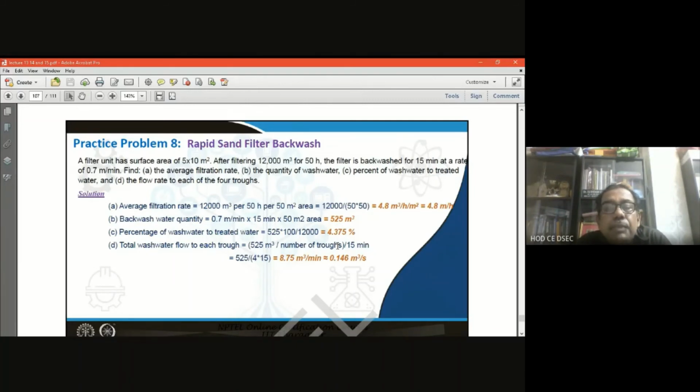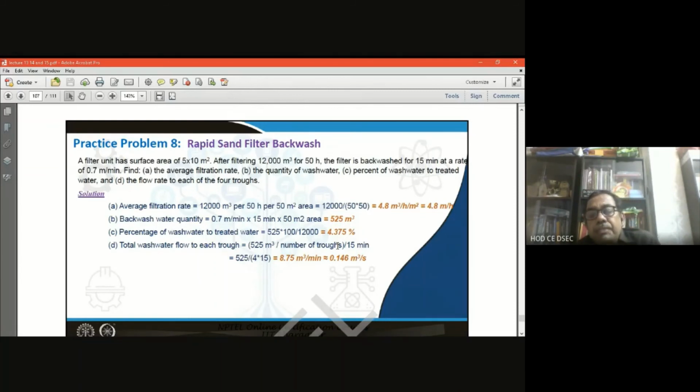What is the area of the filter? That is given as 50 square meter, meaning each unit has surface area 5 into 10, that is 50. Now the average filtration rate. What is the average filtration rate? Quantity of water per square meter of the filter media per time. So quantity of water means 1200 meter cube, per square meter means divided by 50 square meter area, per time means divided by 50 hour.